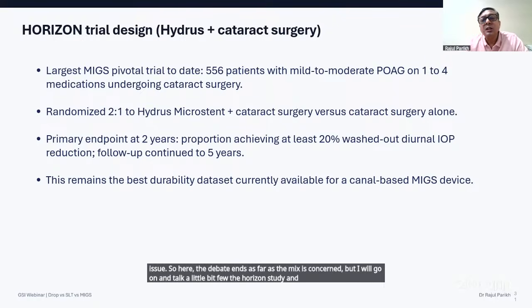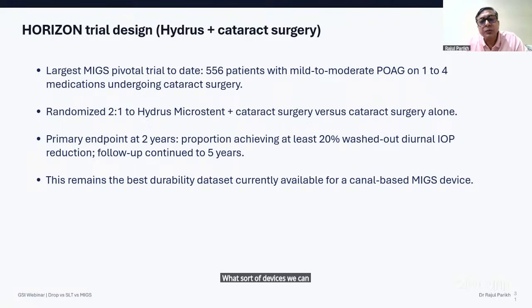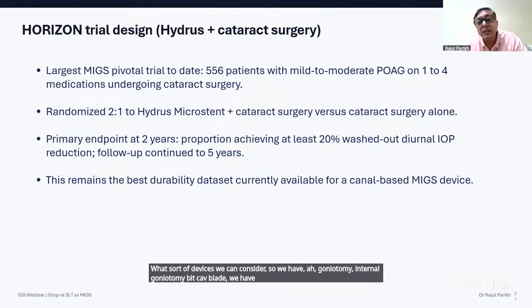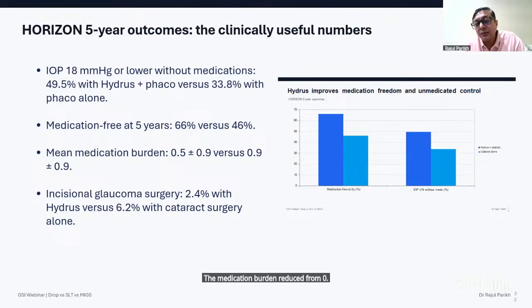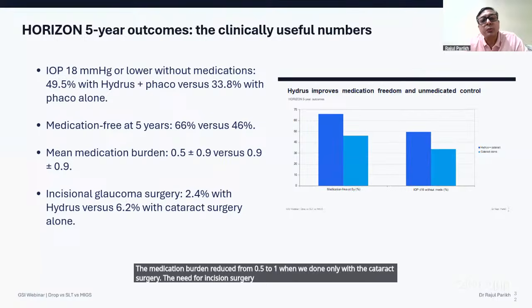And why I am talking about this: if the patient has a visually significant cataract, what sort of devices can we consider? So we have goniotomy, ab interno goniotomy with a Kahook blade. We have the Hydrus stent. The Hydrus had a success rate of nearly 66% medication free when done with the cataract surgery, as opposed to 46% with cataract surgery alone. The medication burden reduced from 0.5 to 1 when done only with cataract surgery. The need for incision surgery reduced to 2.4% versus 6% with cataract surgery alone.